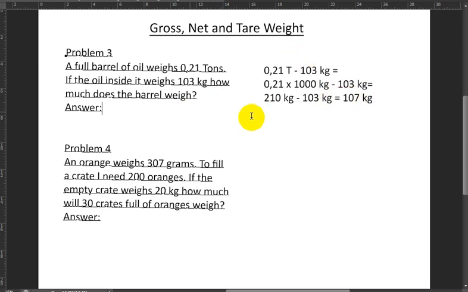And there we go. So the empty barrel weighs 107 kilograms.